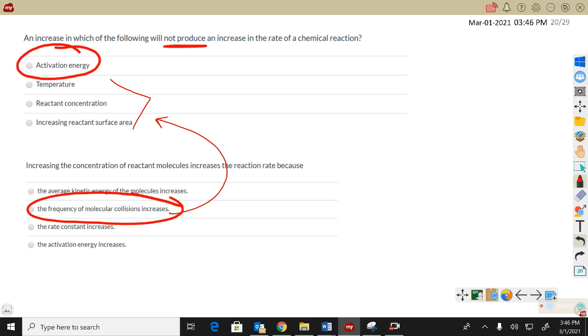Which then was kind of the answer to the second question. Increasing the concentration of reactant molecules will increase the reaction rate because you've got more collisions. All three of those will increase the number of collisions.